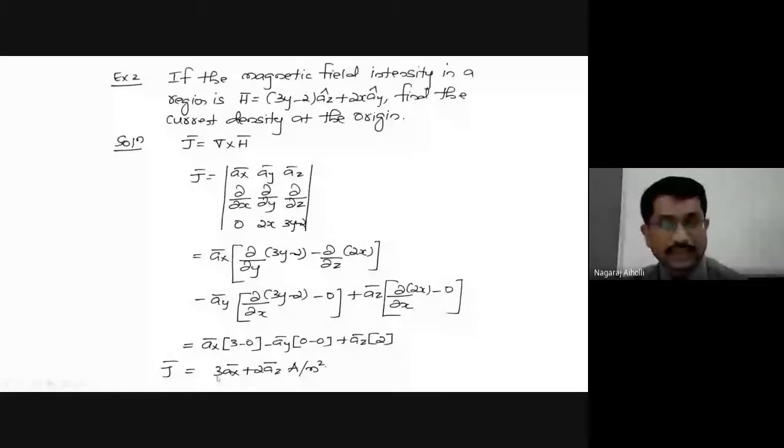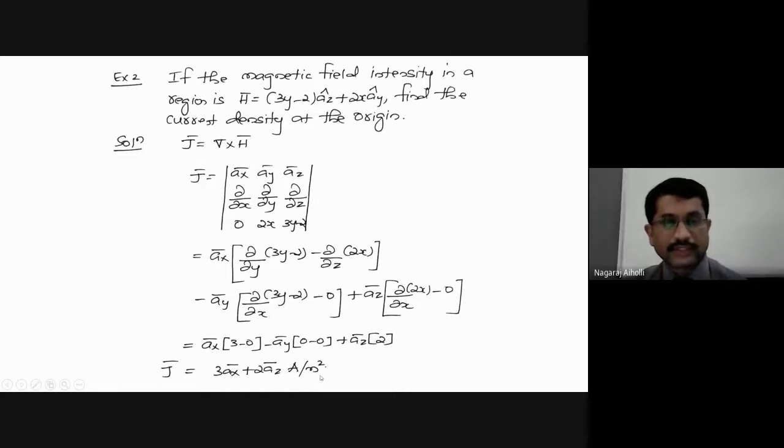That is J bar is equal to 3 ax bar plus 2 az bar ampere per meter square at the origin. Origin means x, y, z equal to 0, 0, 0. Then substitute x, y and z as 0, 0, 0, but there is no x, y and z, only coordinates, coefficients with respect to ax bar, ay bar and az bar, and hence we'll get the same equation, that is J bar is equal to 3 ax bar plus 2 az bar ampere per meter square. Right? I hope everyone has noted down up till this last step.